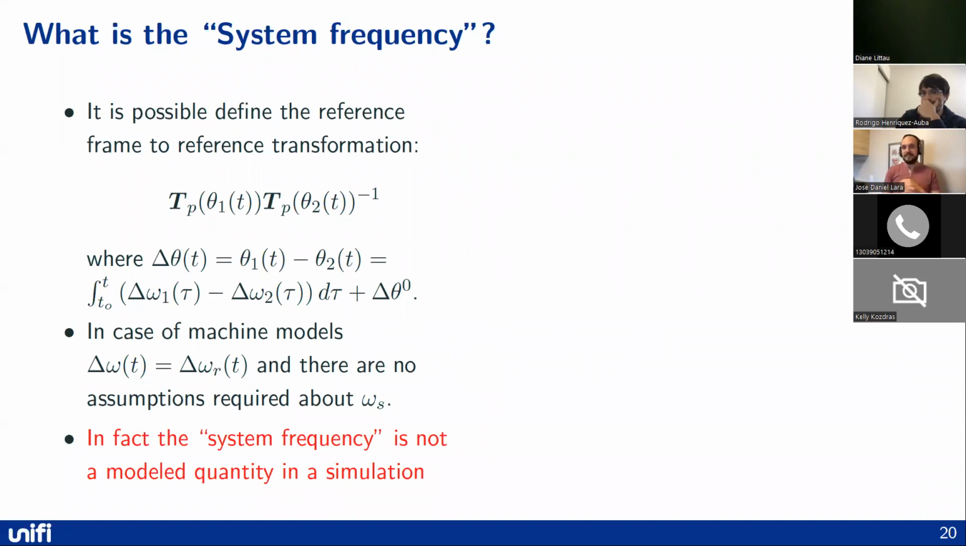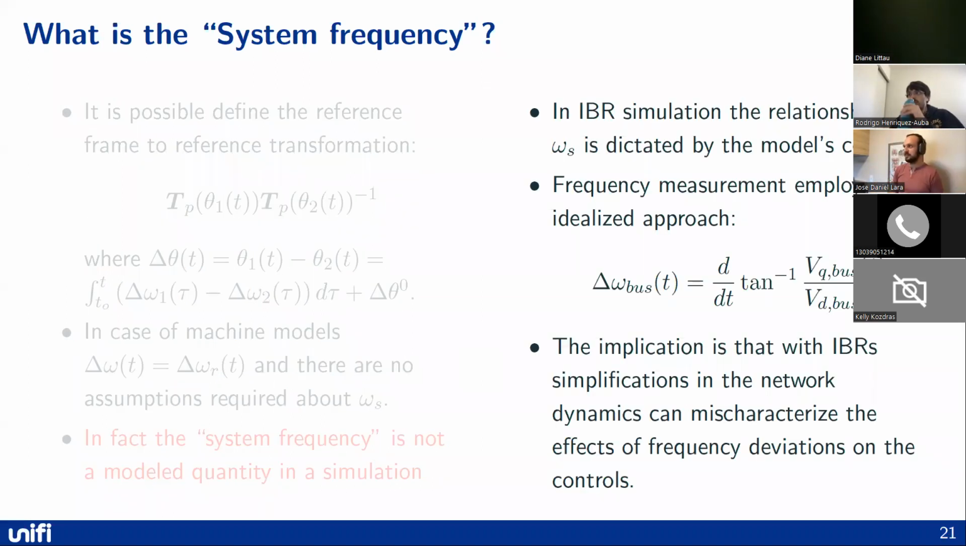This is a topic that next week's UNIFI speaker, Professor Milano, has discussed a lot in his papers, so I'm not going to go into many details here. But for the purpose of simulation, we realized the system frequency is actually not a model quantity, and it could be arbitrarily chosen most generally, but for the purpose of making a simulation more solvable, certain choices make more sense than others.